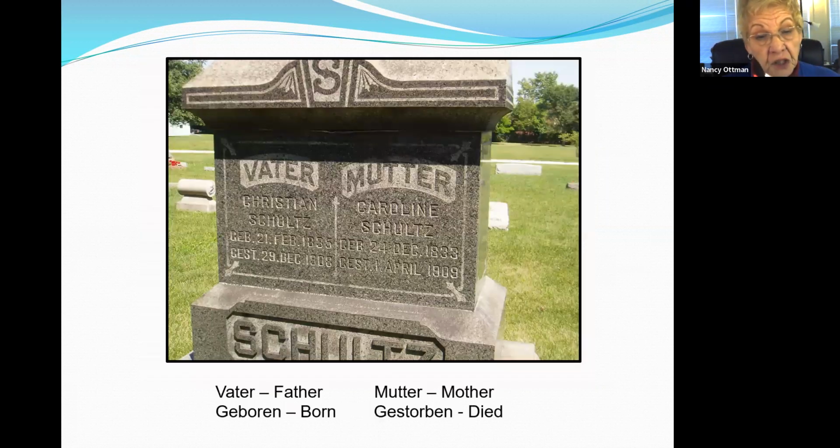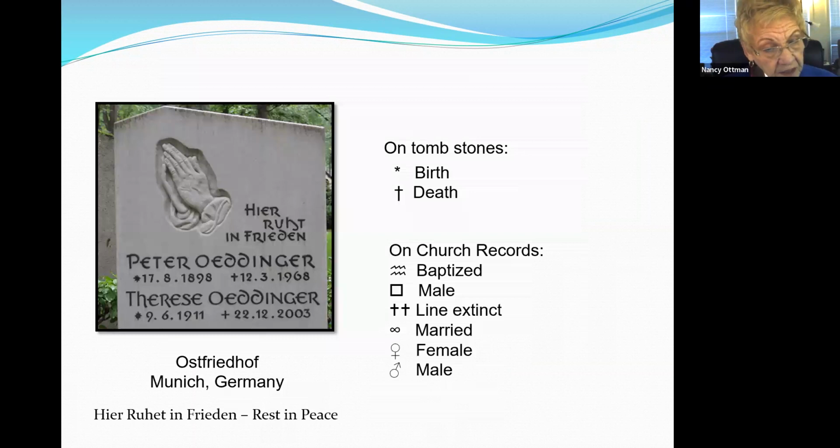Then you'll find some of the stones, particularly here in the east of the Mississippi, you'll find lots of German references where Vater is father, Mutter is mother, and then the born dates and the death dates. Then here's an example of one that I took in Munich in Germany, and it has the rest in peace in German. And then we're seeing on the tombstones now the asterisk, which stands for birth, the cross, which stands for death. You will also see that in church records, and you do see quite a bit of that here in the United States.